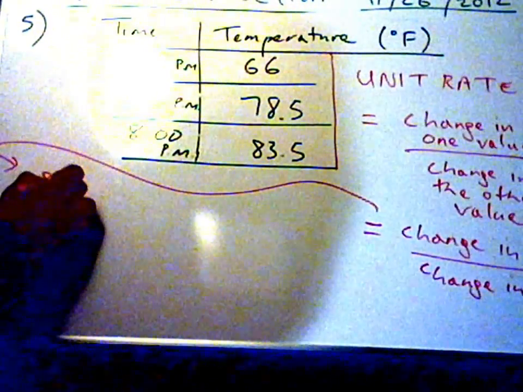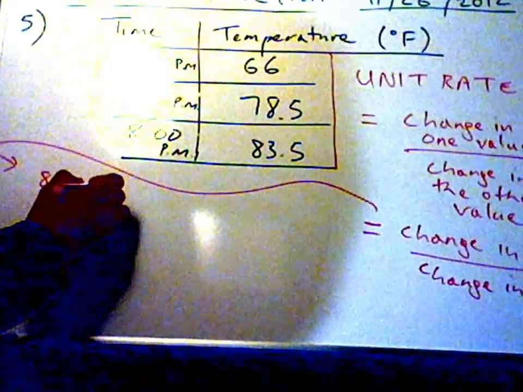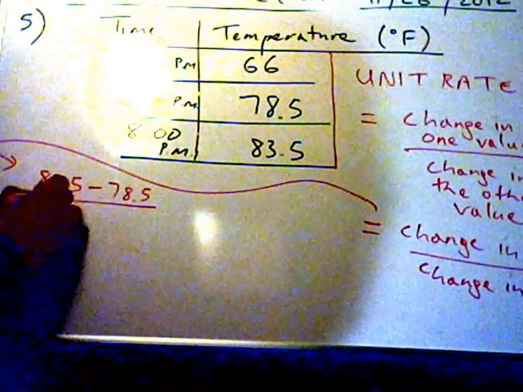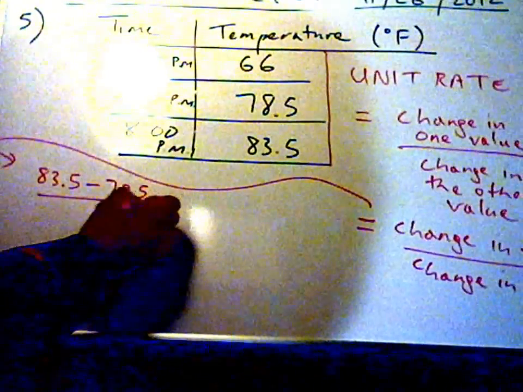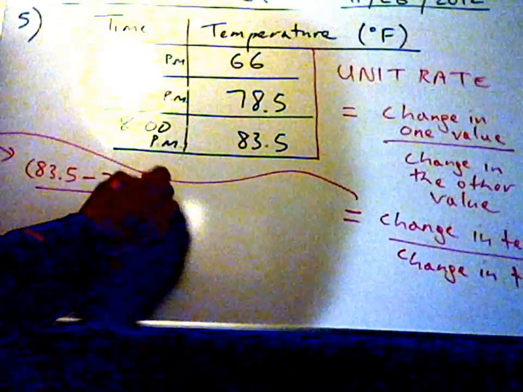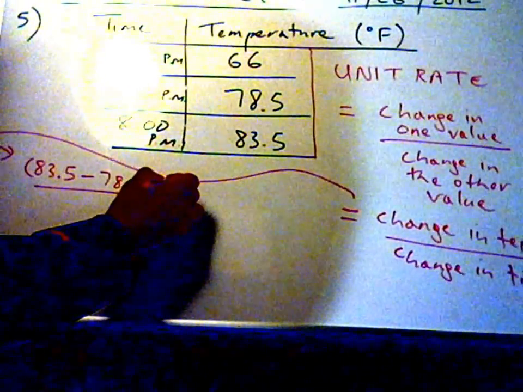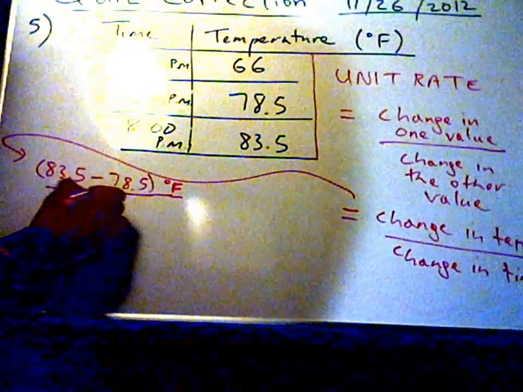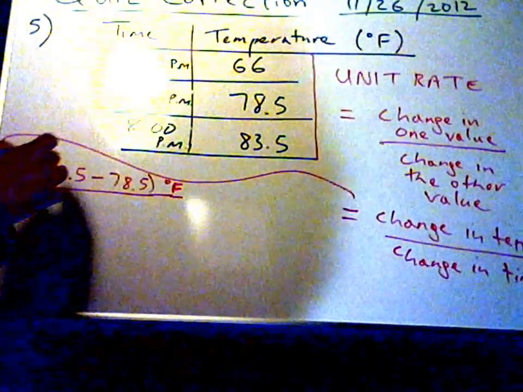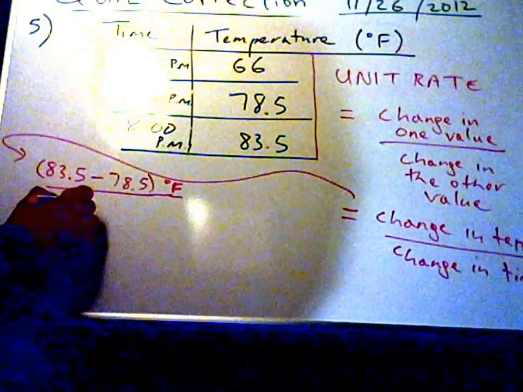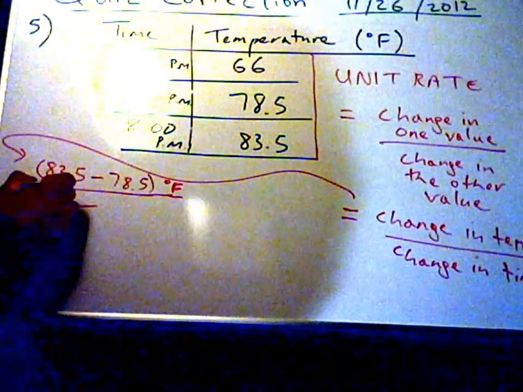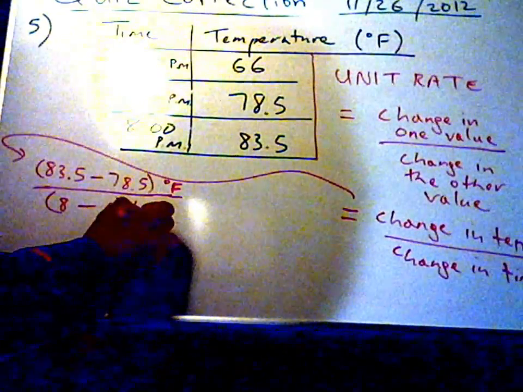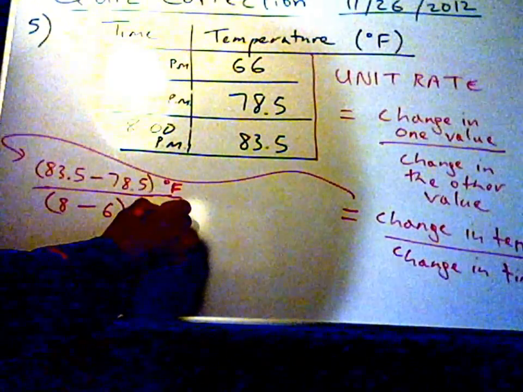I'm going to do 83.5 minus 78.5 divided by, and by the way, this change is going to be in degrees Fahrenheit, okay, divided by time. Here we're going to just put 8 hours for 8 p.m. minus 6 hours for 6 p.m. and this is going to be hours, right?